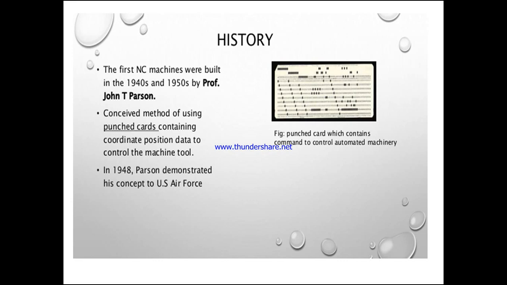That was the NC machine, containing the coordinate position data to control the machine tool. This was the first NC machine, which they came up with in the 1940s and 1950s by Professor John T. Parsons. You can see the punched cards, which contain commands to control the automated machinery.